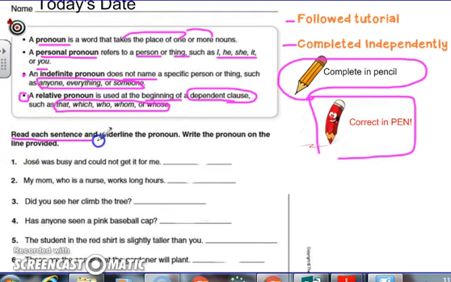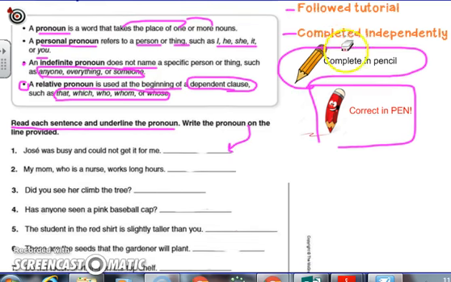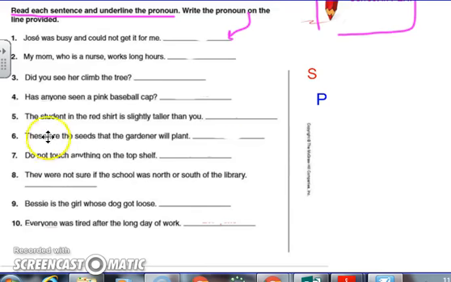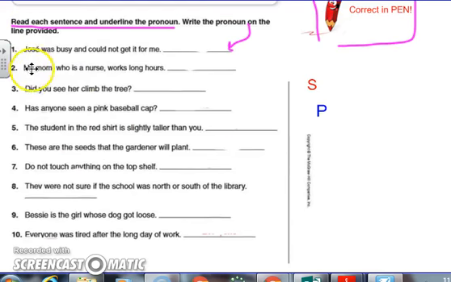All right, you're going to read each sentence and underline the pronoun. Write the pronoun on the line provided. Okay, so let's try a couple. Jose was busy and could not get it for me. So if we look at this, we could say who or what was busy to get it for me.